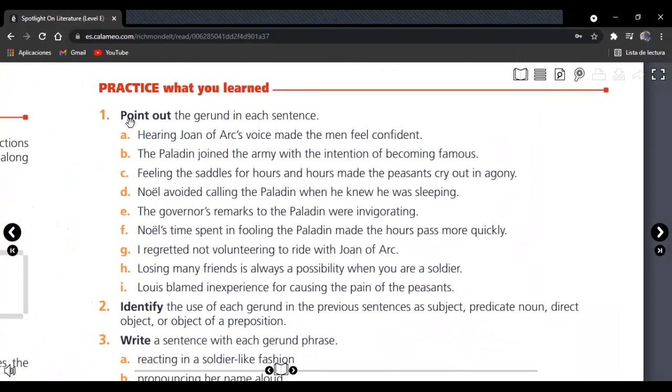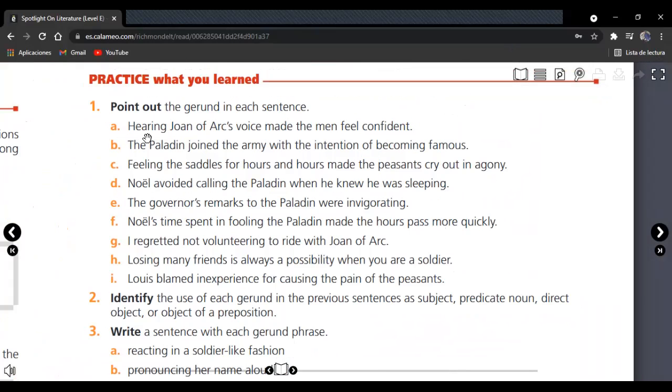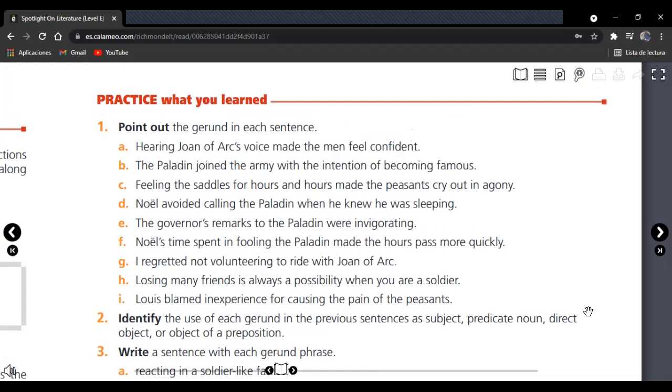Page 69. In exercise number one, you have to point out the gerund in each sentence. For example, in letter A, the gerund is hearing. Then you're gonna identify the use of each gerund in the previous sentence. You have to tell me if the gerund is being used as a subject, a predicate noun, a direct object, or an object of the preposition. You gotta do that for all of these sentences, and you will have 3 minutes, well, 4 minutes to do it. Please work it out.